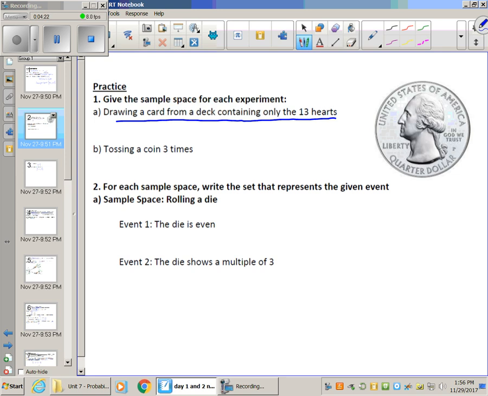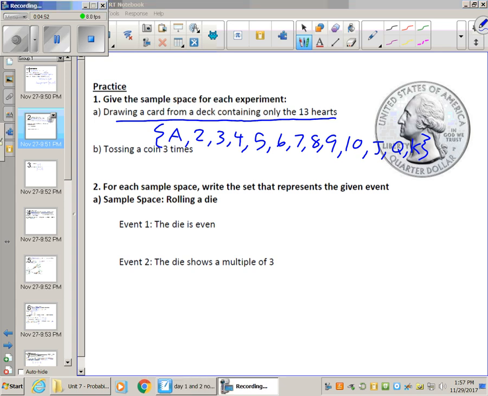But anyway, the sample space here would just be all the different outcomes you can have if you are selecting a card from a deck that has 13 hearts. So that would be, for example, the ace of hearts, 2 of hearts, 3 of hearts, 4 of hearts, 5, 6, 7, 8, 9, 10, jack, queen, king. In a deck of cards, you have 4 different suits and 13 of each of those types, so there are 13 hearts.